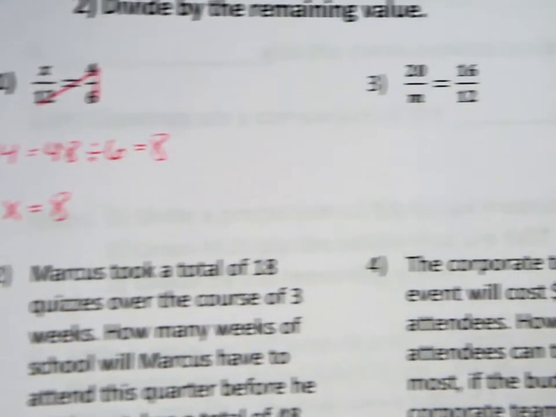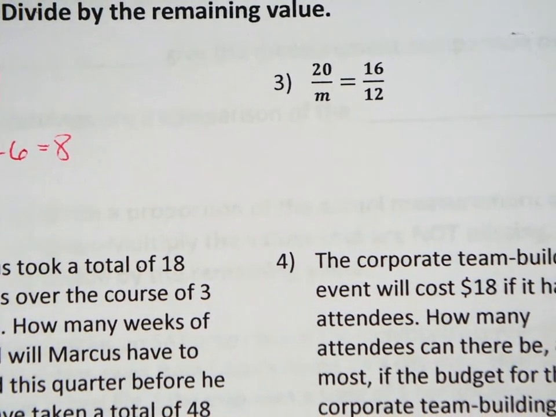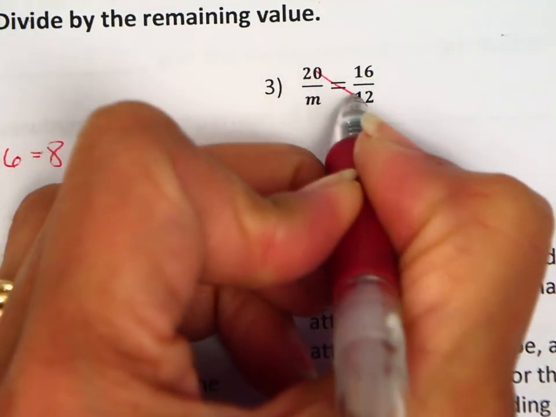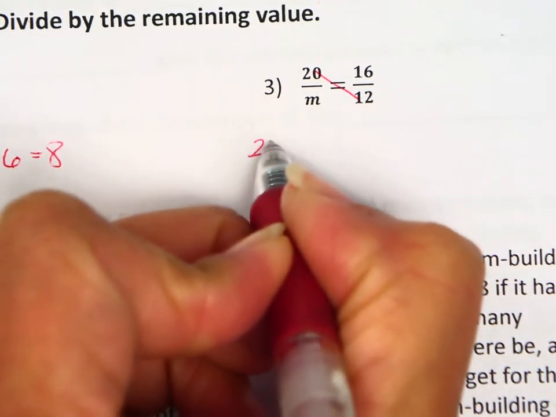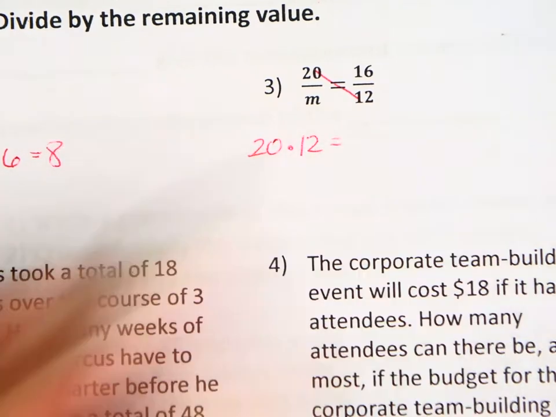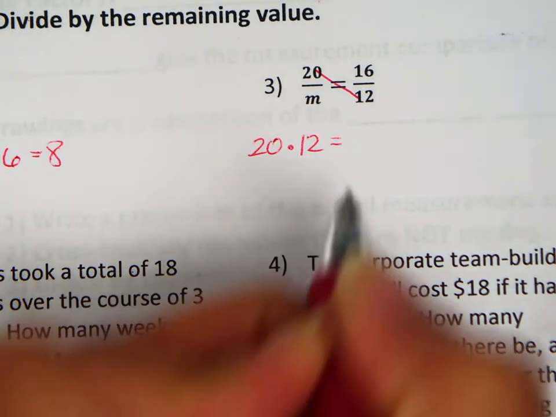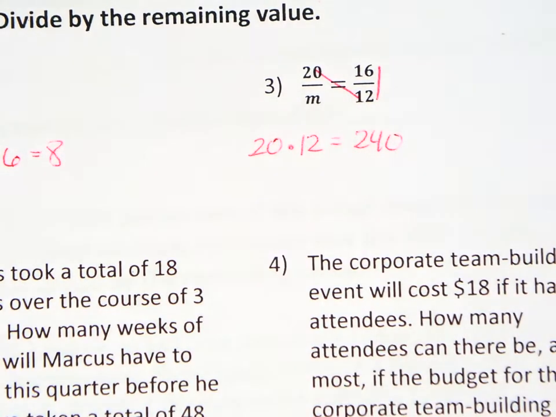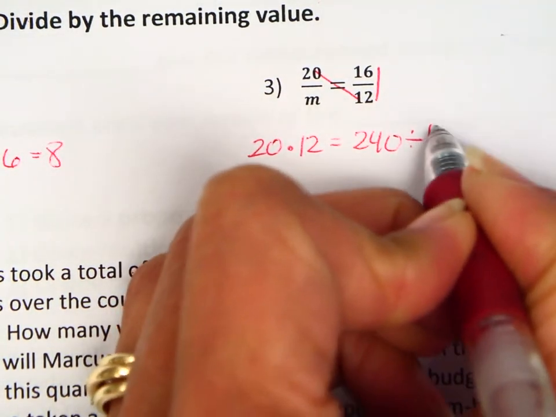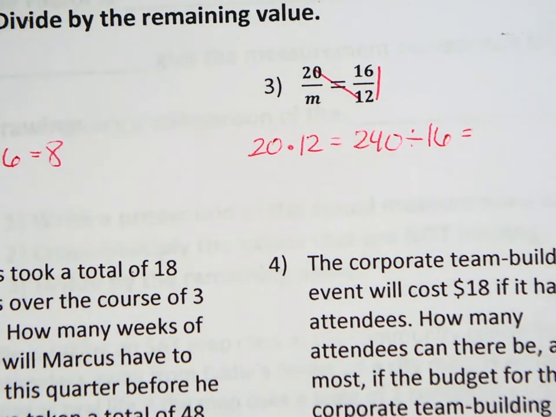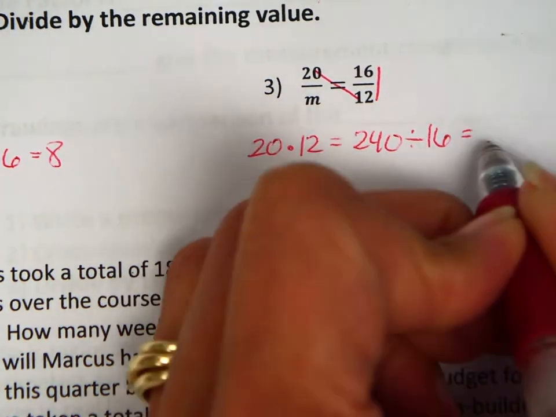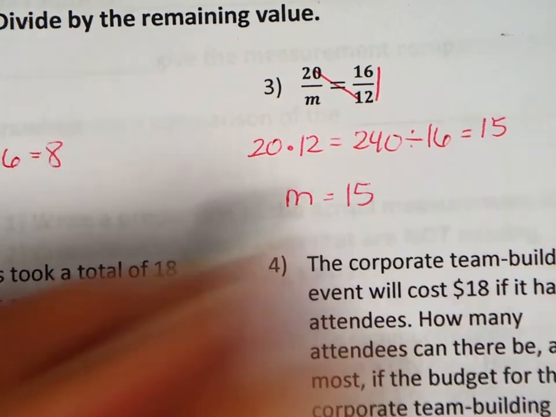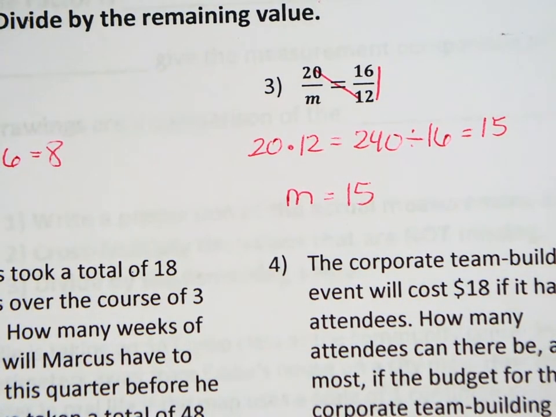Let's try it again for number 3. And we are going to cross multiply 20 times 12, which is 240. And then we're going to divide by that remaining value of 16. And 240 divided by 16 is 15. So our missing value is 15.